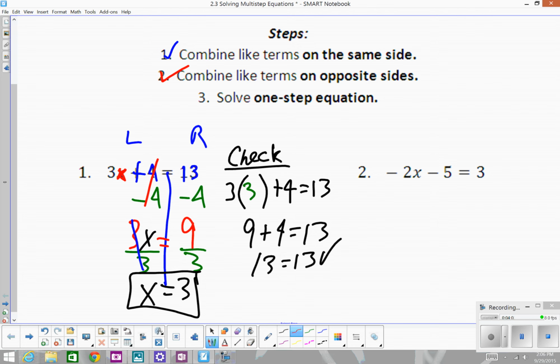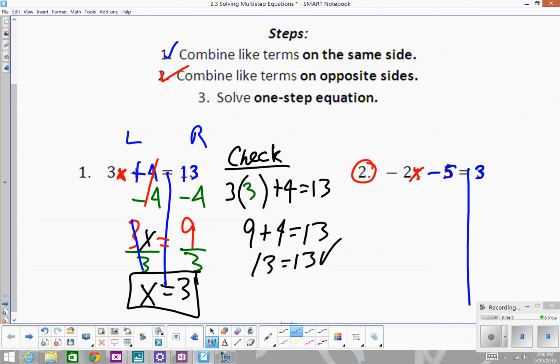Let's try another example, number 2. Now we have combine like terms on the same side. So let's draw a river. Like terms on the same side: I have an x here. Do I have an x there? Nope. So now I have a negative 5 and a 3. Now, if my x is on the left side, keep it there. Okay, keep my x there.